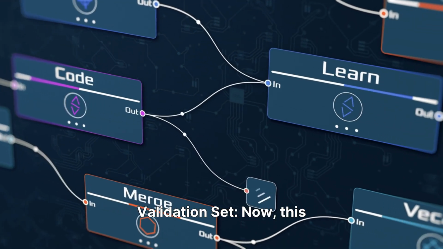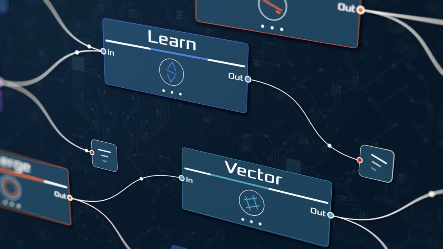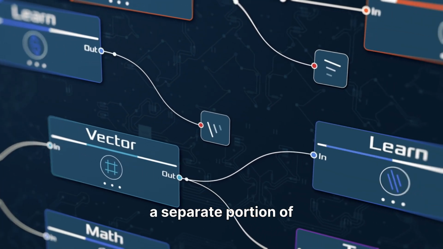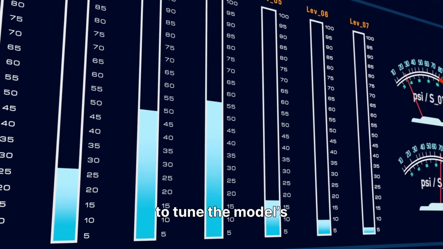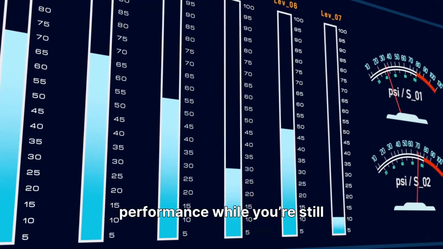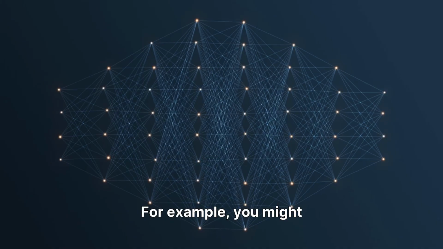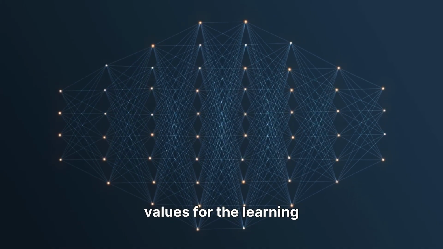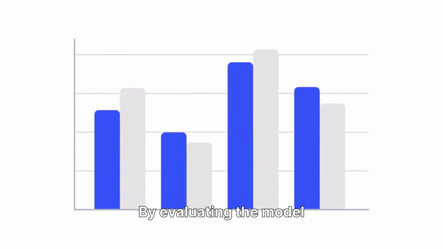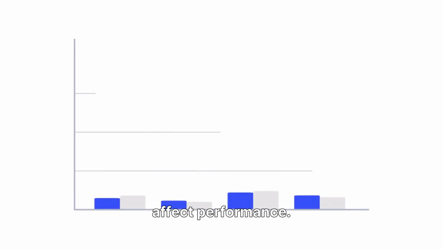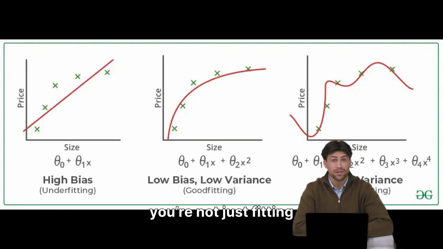2. Validation set. Now, this is where it gets interesting. The validation set is a separate portion of your data that you use during the training process. Its primary purpose is to tune the model's hyperparameters and evaluate its performance while you're still training. For example, you might want to try different values for the learning rate or the number of layers in a neural network. By evaluating the model on the validation set, you can see how changes to these hyperparameters affect performance. This helps ensure that you're not just fitting the model to the training data, but developing a model that generalizes well to new, unseen data.